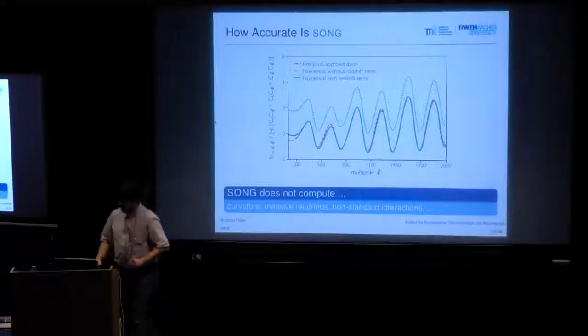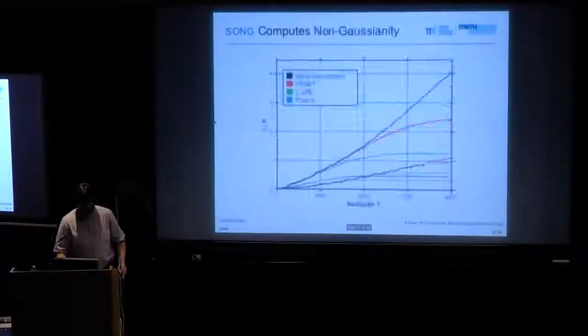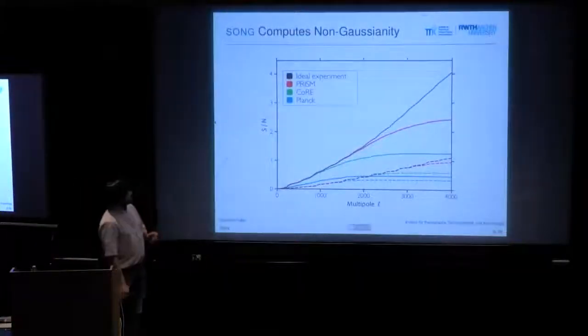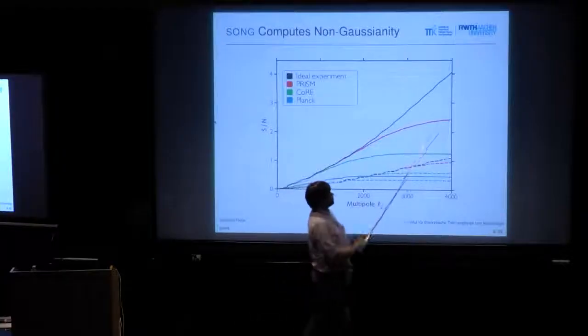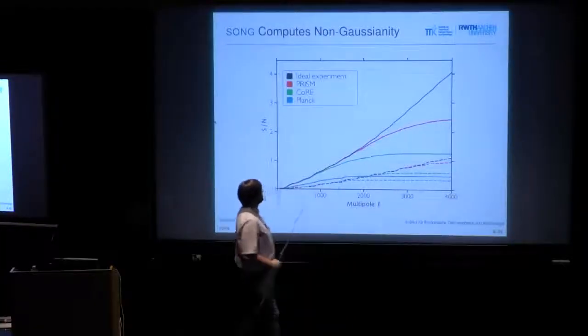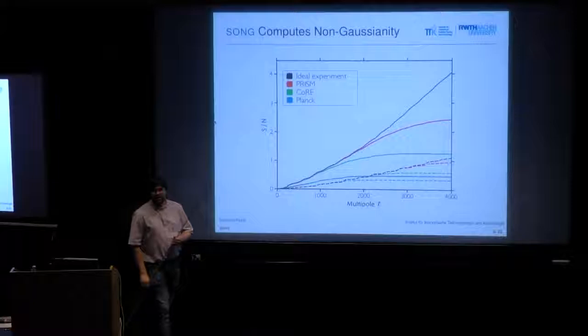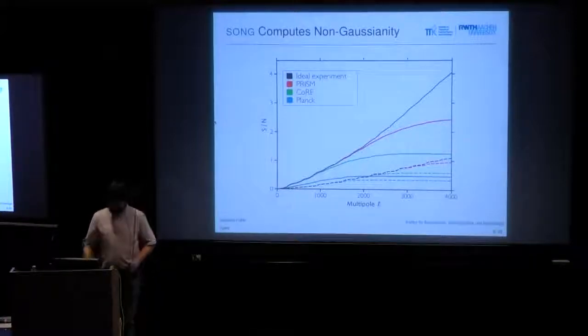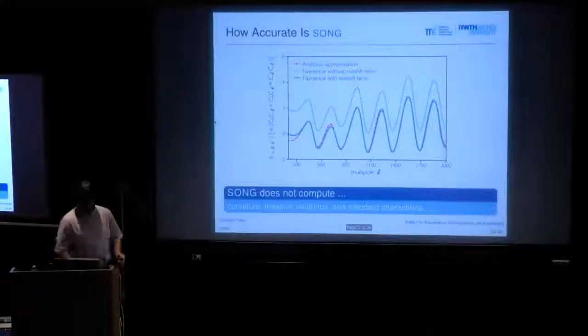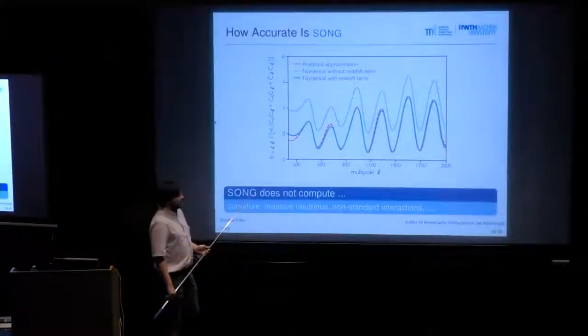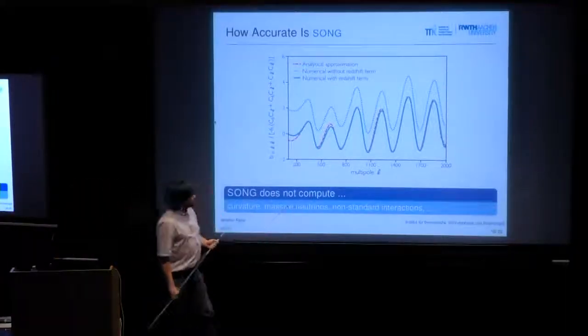But if we get to the point where we have a PRISM-like experiment and the signal to noise of the intrinsic bispectrum reaches some level of 2.5 or so, then of course it may become much more interesting to implement extra effects into the SONG code. But so far, SONG really runs on a vanilla cosmology.